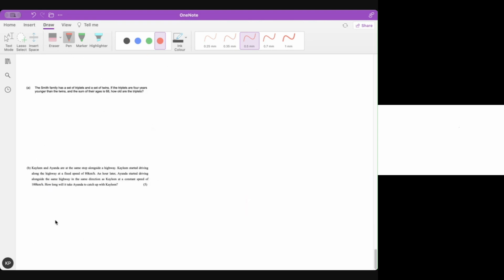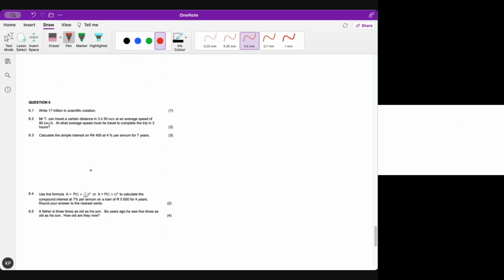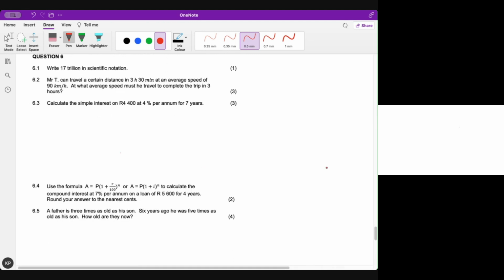Okay, let's see. Number 6 is our last question, and it is a finance question. Well, it's actually ratios and rates, which includes finance. So between these 5, which one do you want us to do? It's ratios, rate, finance, everything.